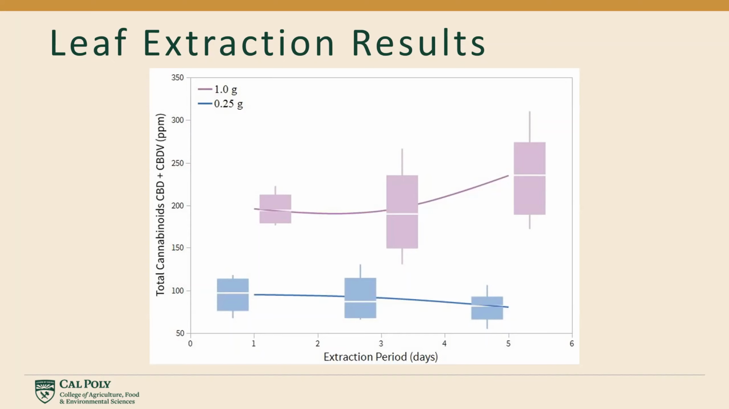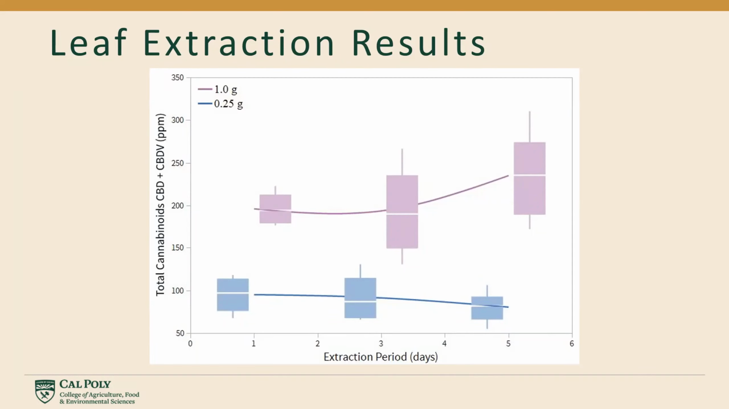The 1 gram samples tested higher than the 1/4 gram samples, as expected, and there was a slight upward trend over time at the higher weight level of 1 gram. It also appears that there's more variability with more extraction time for 1 gram samples, as you can see with the box and whiskers with high variability over here.